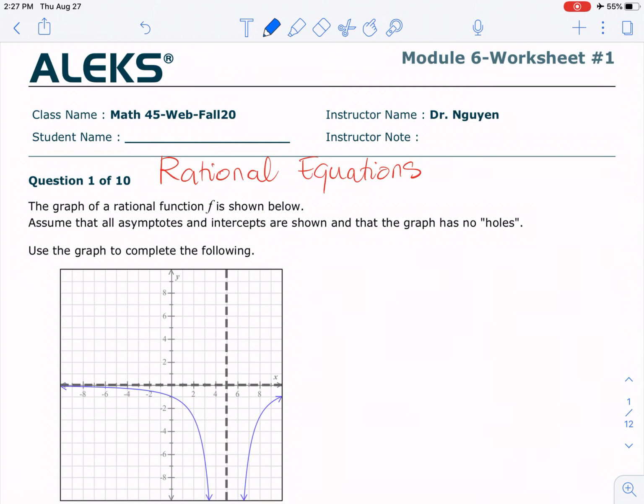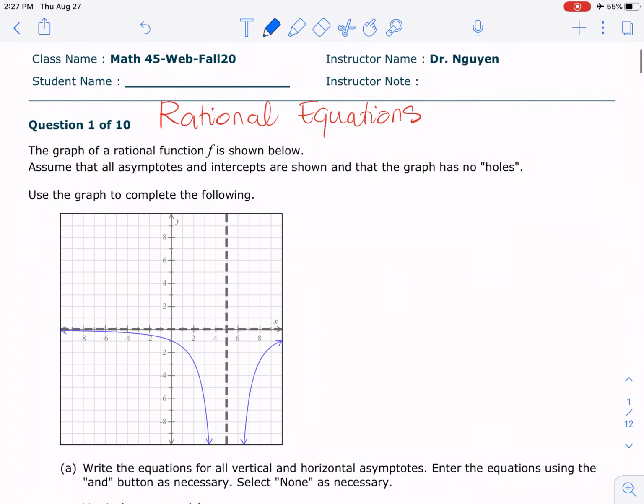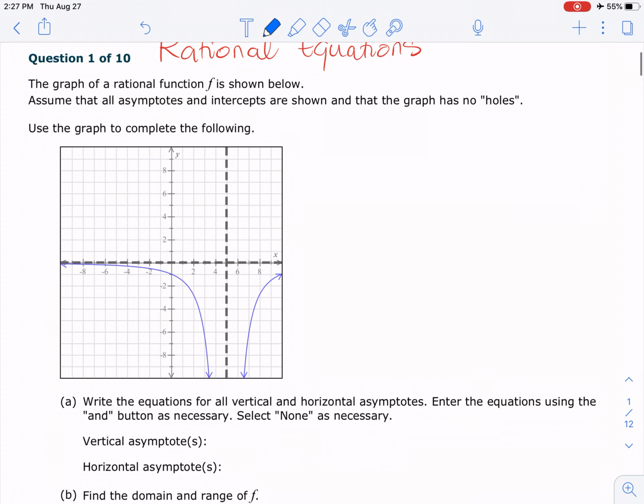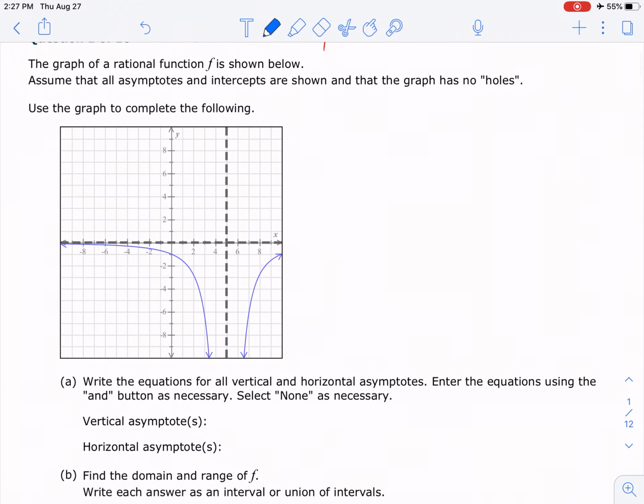This module is about rational equations. So first, let's take a look at the given graph for a rational equation. So this one right here, they want you to write the equation for our vertical and horizontal asymptote. Make sure when you write an equation, you put x equals something and y equals something.